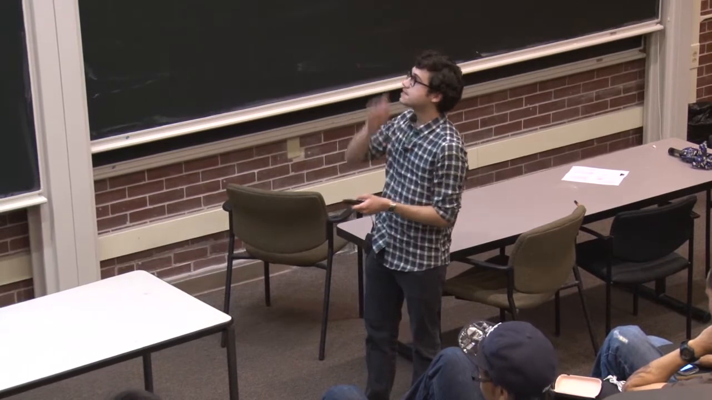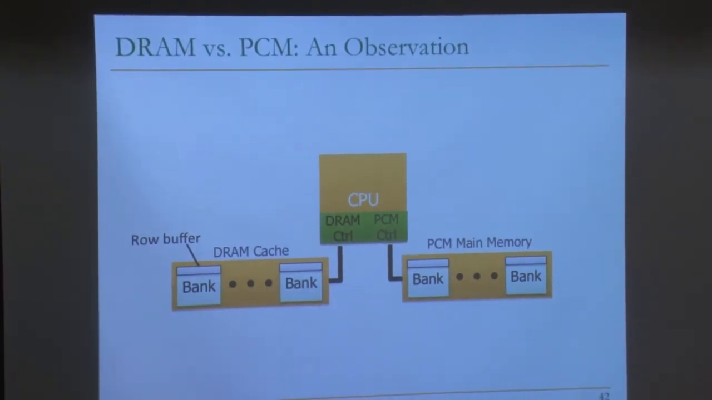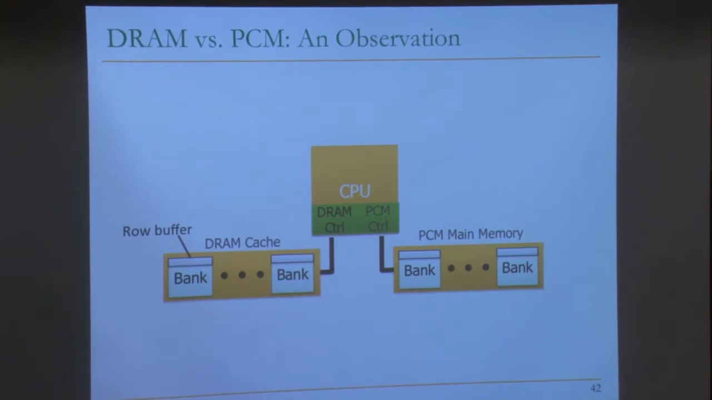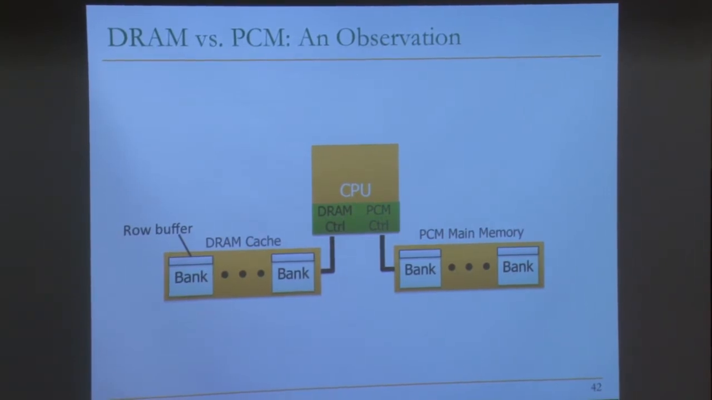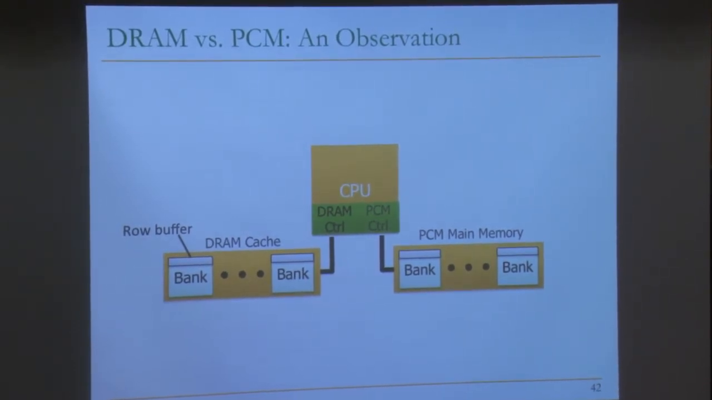So here's the system that we'll be looking at. Kind of the same system from before, but now we're zooming in a little bit into these blocks. We have the CPU, the memory controllers, and a DRAM cache to a phase change memory, main memory. And within each of these, they still have banks. So DRAM has banks, and PCM has banks, just like DRAM. They're organized in a similar way.